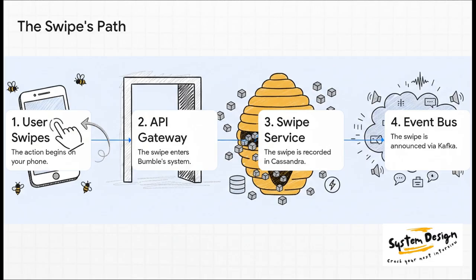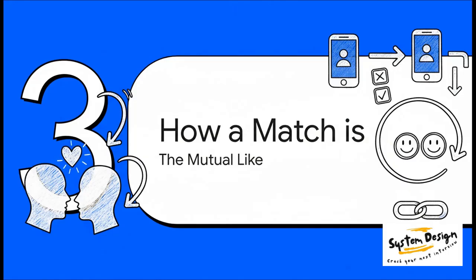Okay, so here's the play-by-play of that journey. Step 1, you swipe right on your phone. Bam. Step 2, that swipe hits Bumble's front door, something called the API gateway. Step 3, it's immediately passed to the swipe service, which, you guessed it, writes it down in that crazy fast Cassandra database. And then, step 4 is cool. Your swipe basically gets announced to the entire system on what's called an event bus. It's like shouting, "Hey everyone, a swipe just happened," so all the other services know what's up. All right, so your swipe is safely recorded, but the mission's not over yet, not by a long shot.